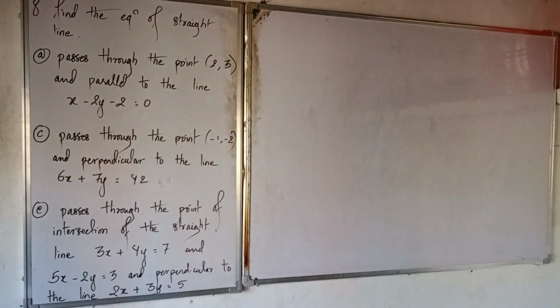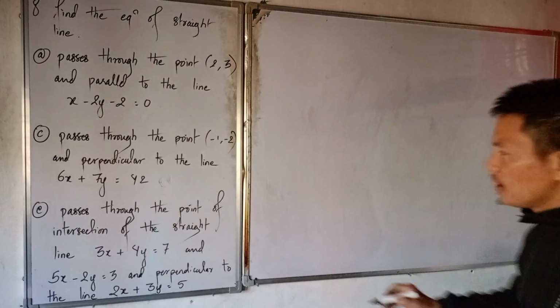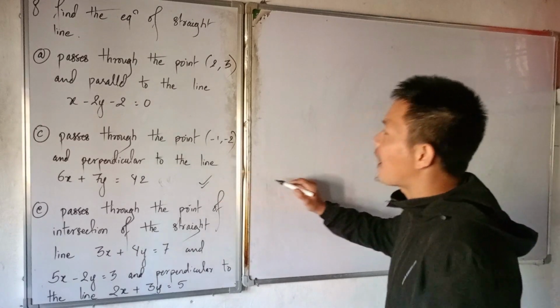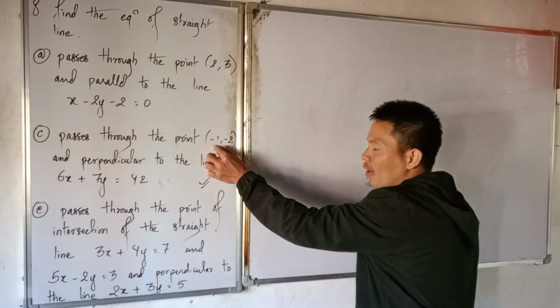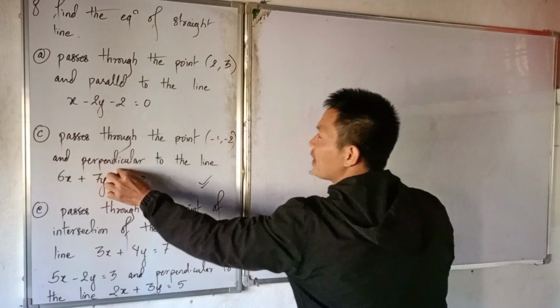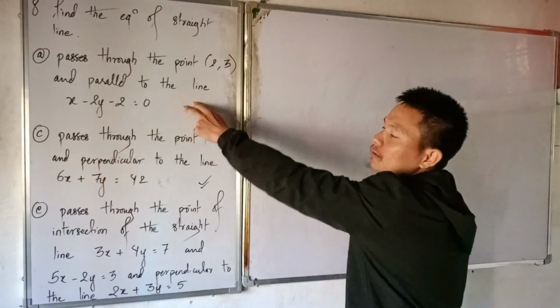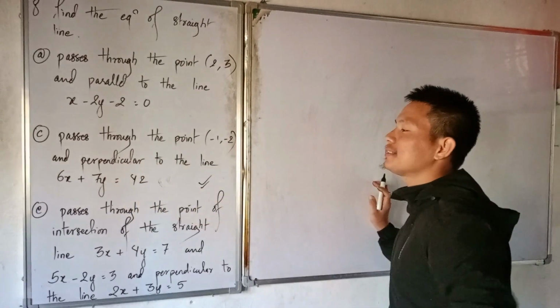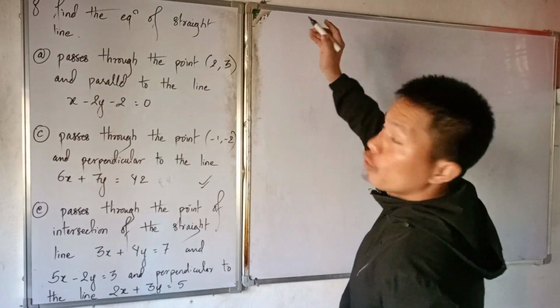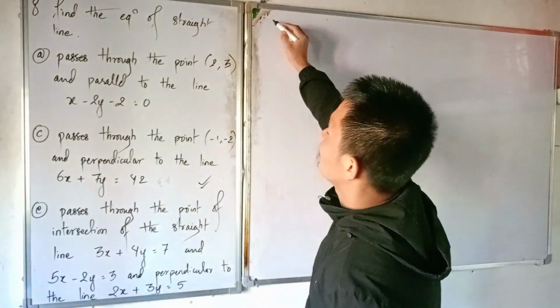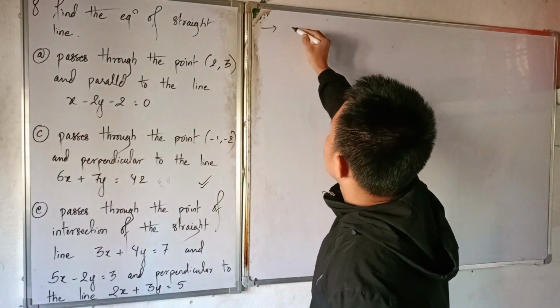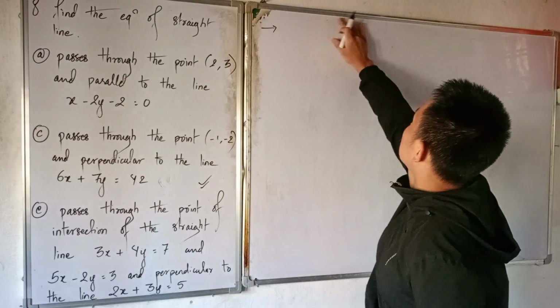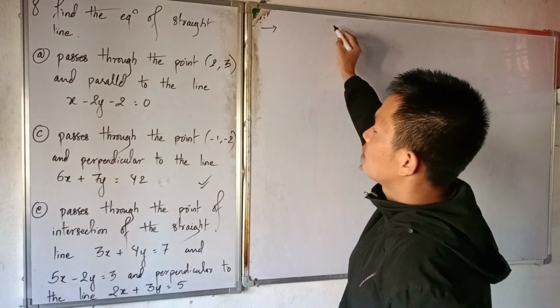Let's move on to number 8C. You have to find the equation of the line which passes through the point (-1, -2) and is perpendicular to the line 6x plus 7y equals 42. In the previous question we had parallel; now the given condition is perpendicular. Now look at how it is done. I would like to make it clearer by drawing a figure.